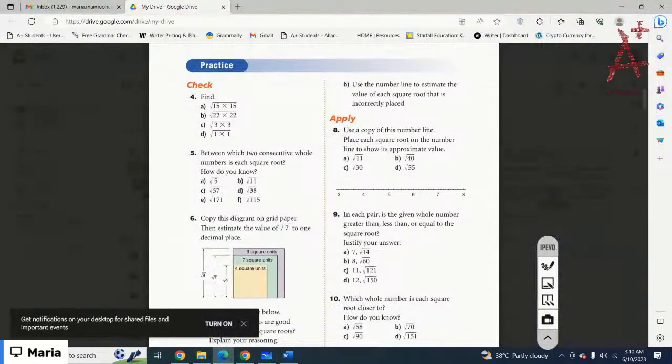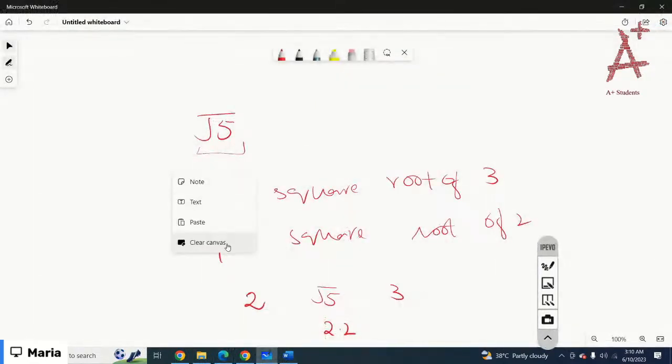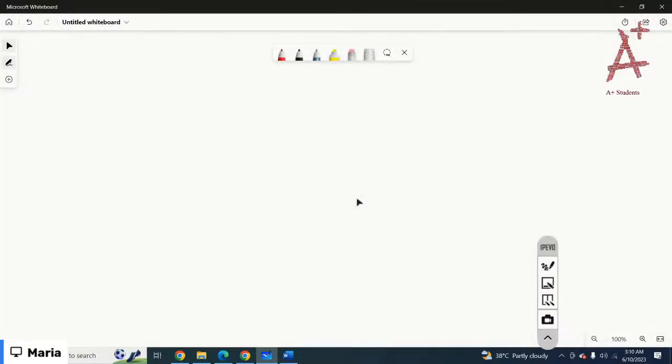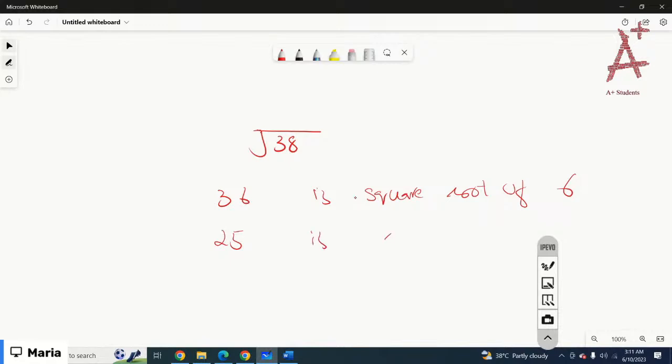Okay, the next one is square root 38. The closest number that is a complete square to square root 38 is 36, and 36 is the square of 6. Got it? Another number that is close to 38 is 25, and 25 is the square of 5. That means square root 38 is between 5 and 6. Got it?